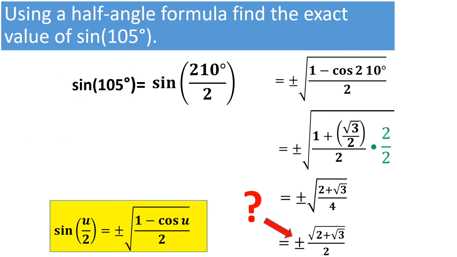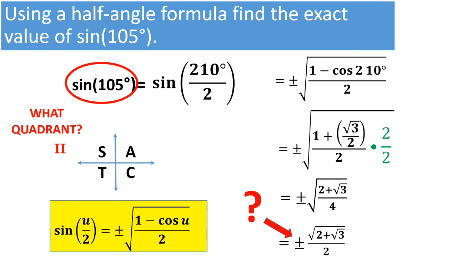We will use the acronym All Students Take Calculus to determine the sign of the answer. To use this acronym, we need to decide what quadrant 105 degrees is in. 105 degrees is in quadrant 2. In quadrant 2, sine is positive. Therefore, the answer to sine of 105 degrees is positive.